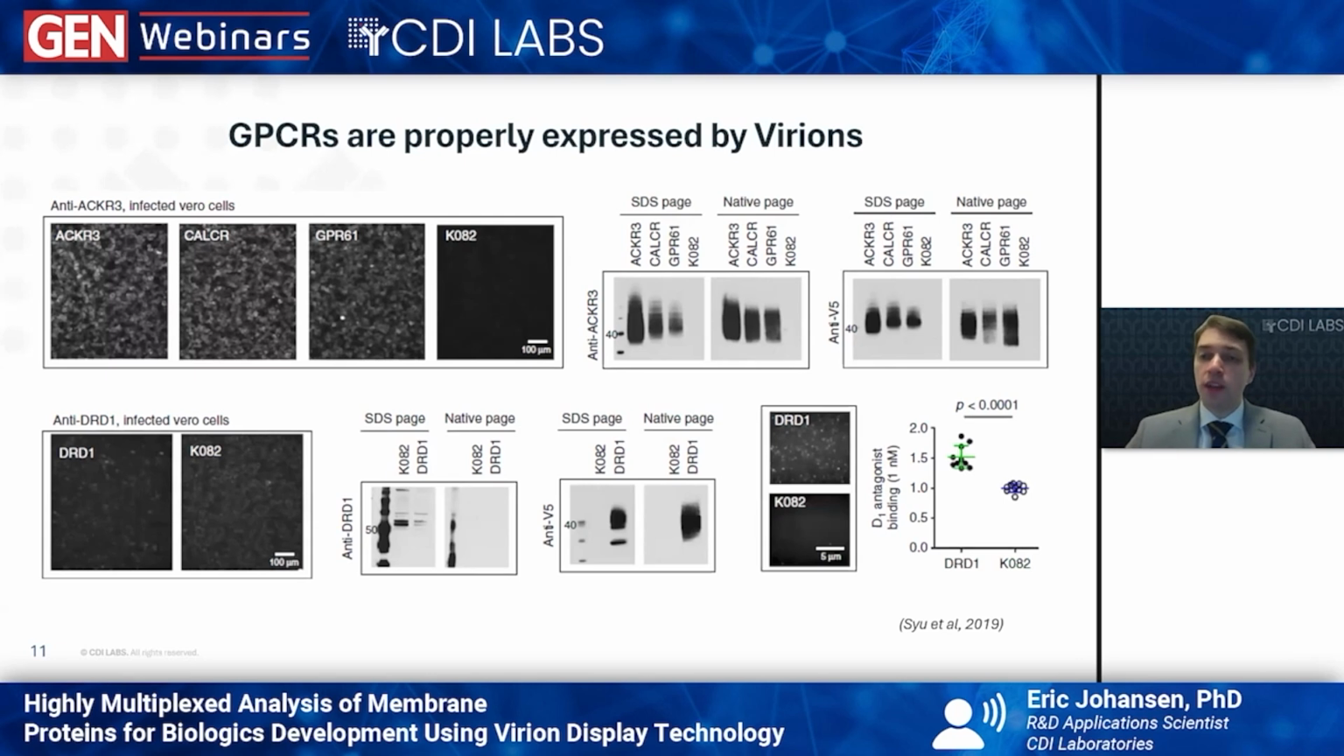Then how do we know that the DRD1, as seen by V5, is in fact correct? We had the D1 antagonist and observed the binding via turf microscopy. I'll go into this in a little bit more detail later, but this basically shows that we are able to observe specific binding to these cells that are expressing the GPCR over our negative control, confirming that this GPCR is in fact properly expressed, properly folded, and can bind its endogenous ligand.